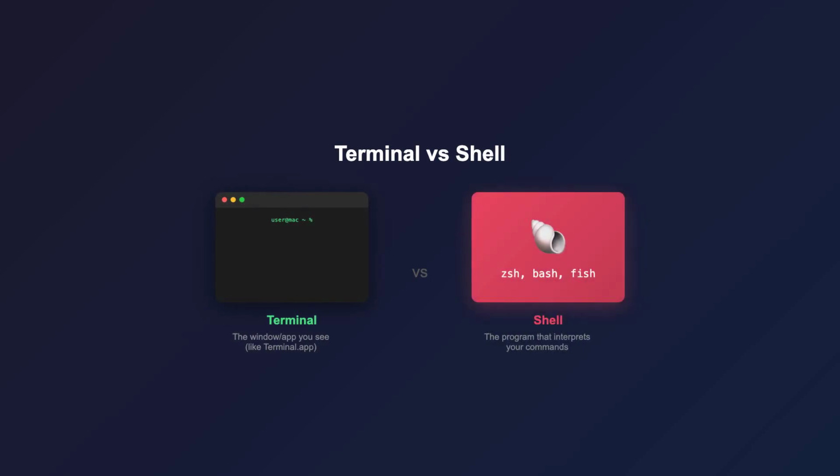Now, terminal versus shell. What's the difference? The terminal is the window application you see. It's just the display. The shell is the program running inside that interprets your commands. Examples of shells include ZSH, Bash, Fish, and others. macOS uses ZSH by default.